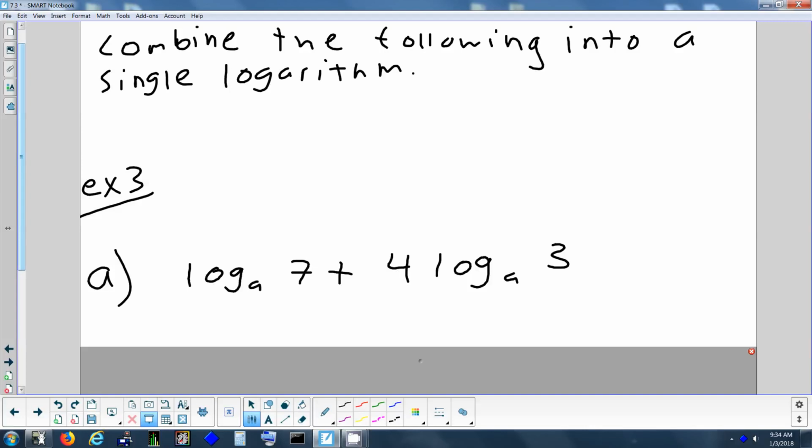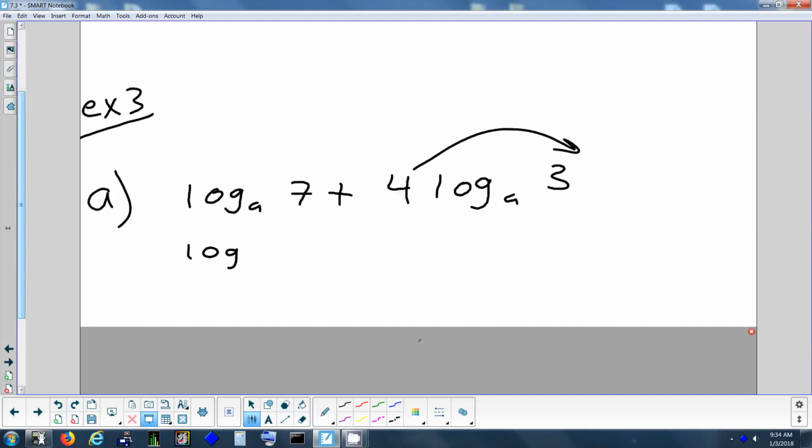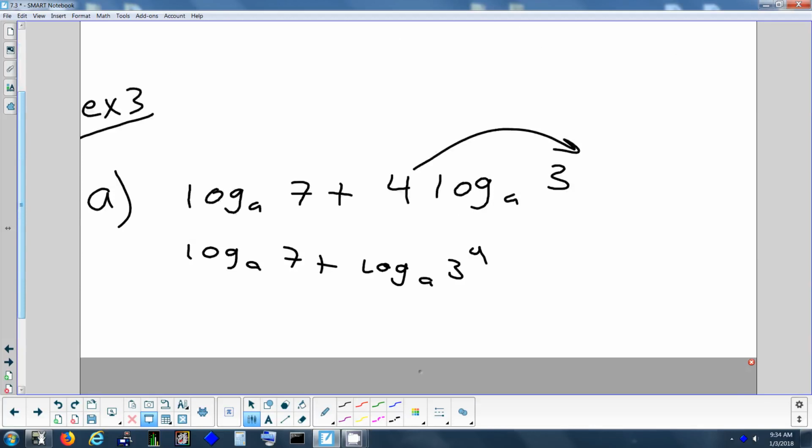Yeah, make the 4 an exponent. Put the 4 back as an exponent. Yep. So that's our first step. Okay, so we have log base a of 7 plus log base a of 3 to the 4th. And if you want to do out 3 to the 4th, you might as well. That's going to be 81.